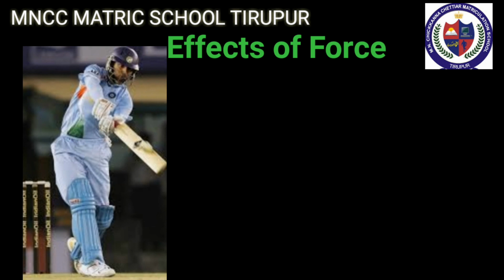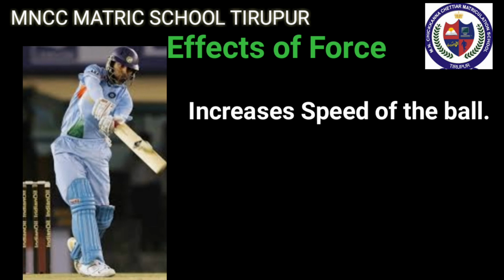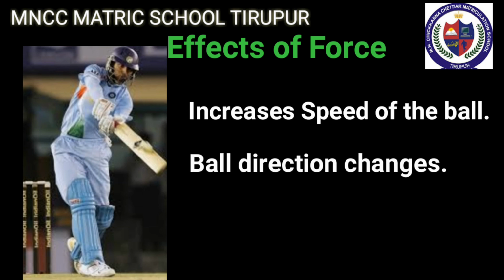What happens when a batsman hits a ball? The ball is already in motion, but with the strike, the speed of the ball increases. Moreover, the direction of the ball changes. Application of force on an object results in a change in its speed and direction.